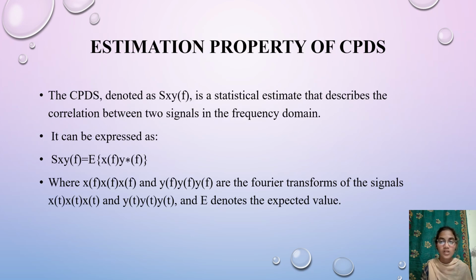Estimation property of the cross power density spectrum. The cross power density spectrum, denoted as Sxy(f), is a statistical estimation that describes the correlation between two signals in the frequency domain. It can be expressed as Sxy(f) = E[X(f) Y*(f)], where X(f) and Y(f) are the Fourier transforms of the signals x(t) and y(t), and E denotes the expected value.